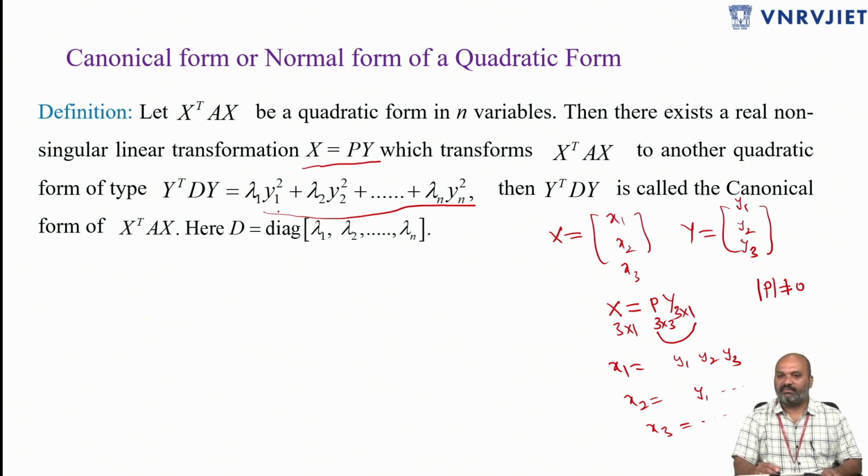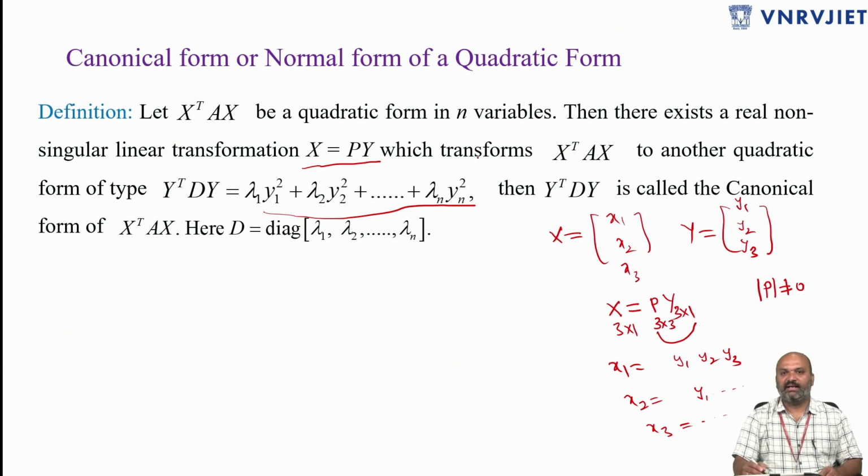The simple quadratic form is also a homogeneous expression of degree 2, and the canonical form is also a homogeneous expression of degree 2. But the difference is that a quadratic form contains square terms as well as product terms, whereas a canonical form contains only square terms. That's why it's called canonical form. Normal form is also called sum of squares form.